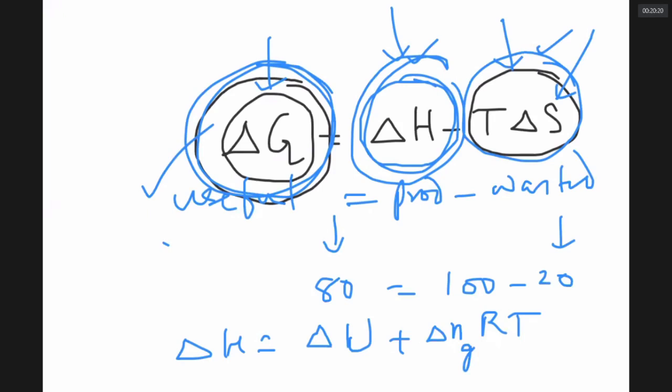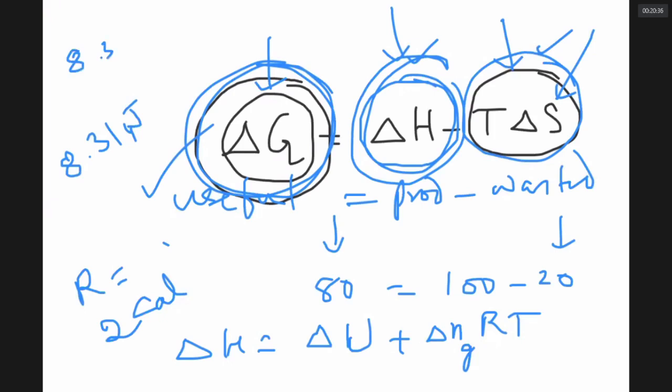You should know that the R value is to be taken according to the other values. In calories, R is 2 calories. In joules, it is 8.314 joules. In ergs, it is 8.314 into 10 to the power 7 ergs. So the R value is to be commensurate with the other values. Are we very clear about this?